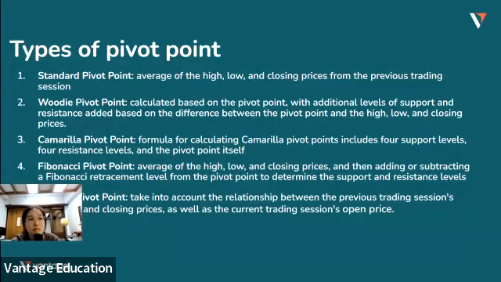Okay, thirdly, we have the Camarilla pivot point. This method is based on a pretty complex calculation that I didn't include here, but it involves using multiple levels of support and resistance. The formula for calculating a Camarilla pivot point includes 4 support levels, 4 resistance levels, and the pivot point itself.